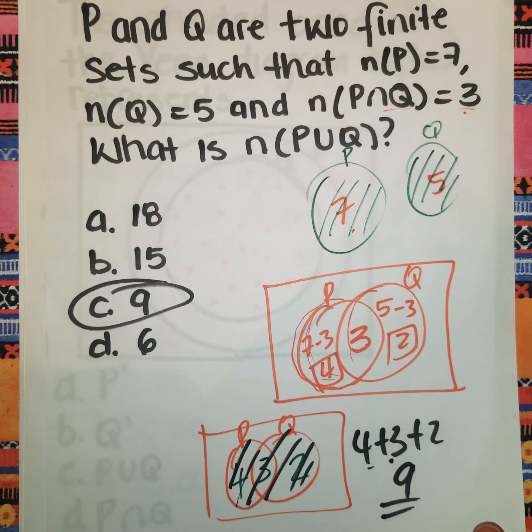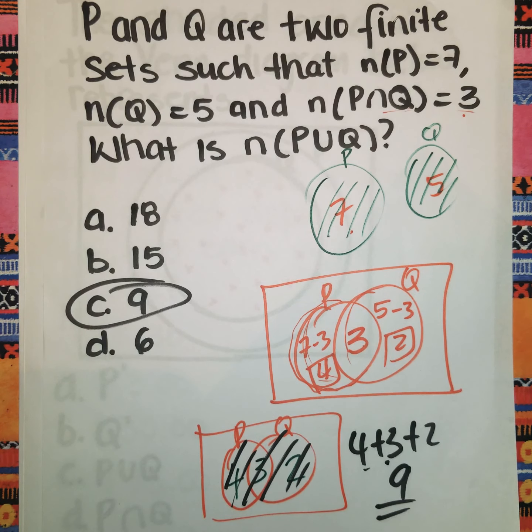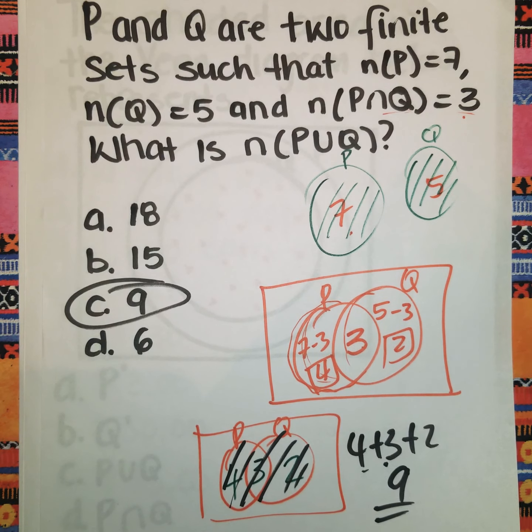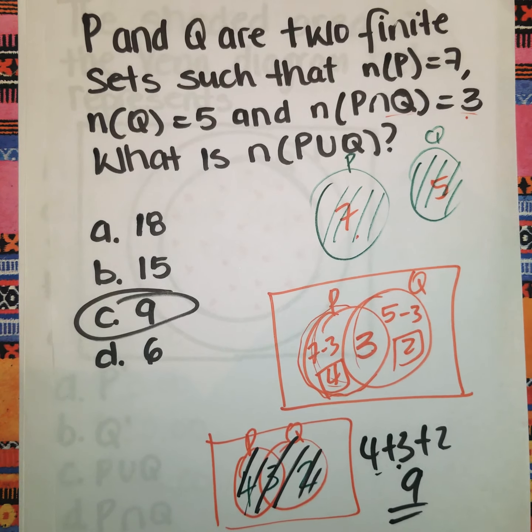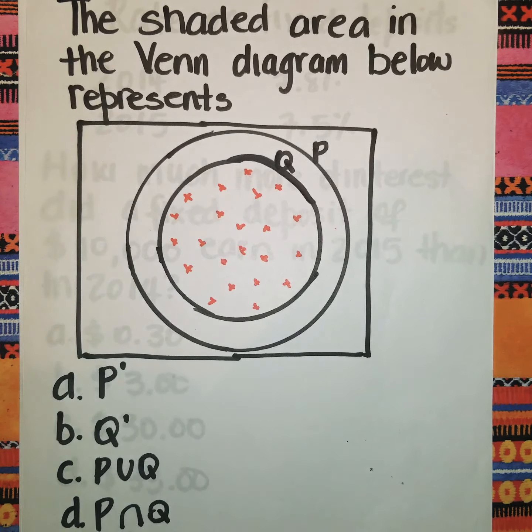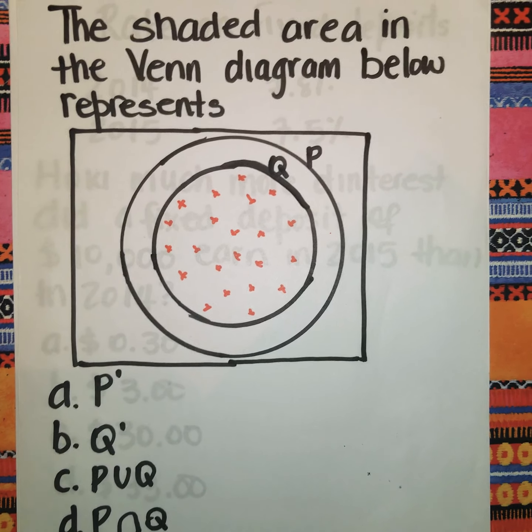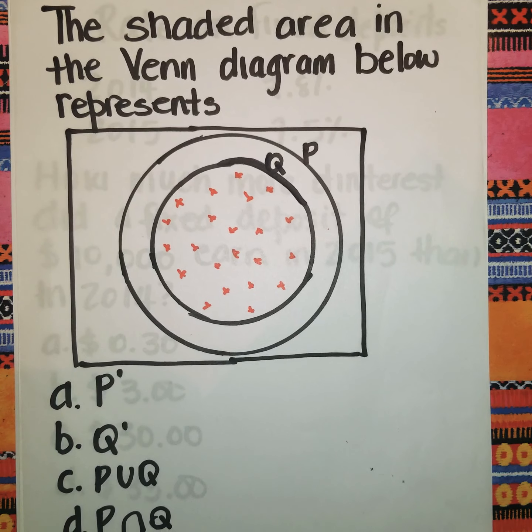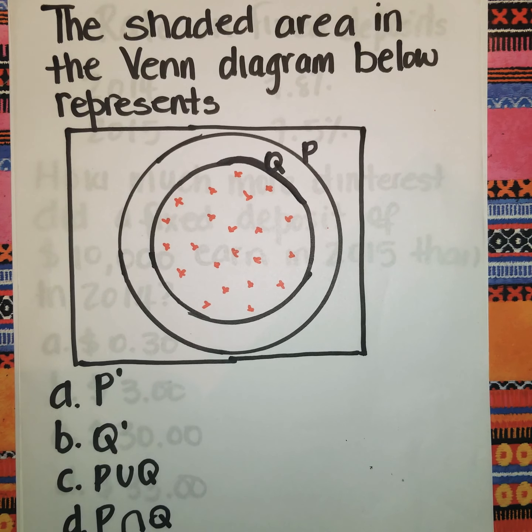I hope this was clear for you as well as the others. If it's not, feel free to leave me a comment in the comment section below and I'll be happy to assist you. Let's go to the next question. So the shaded area in the Venn diagram below represents what?